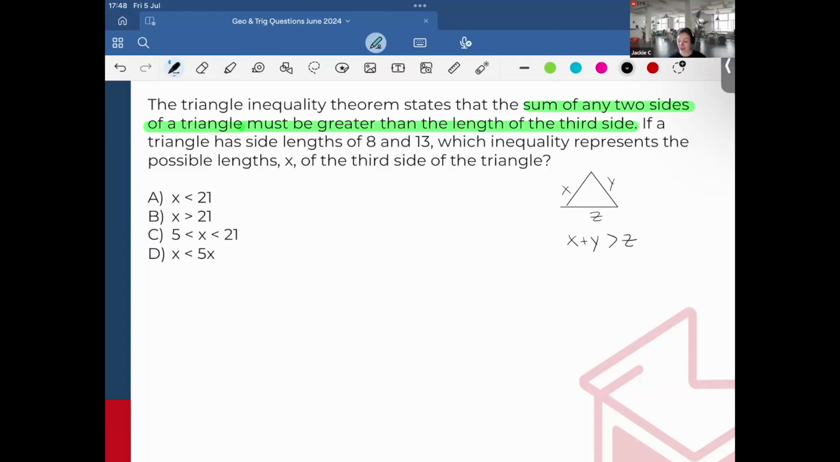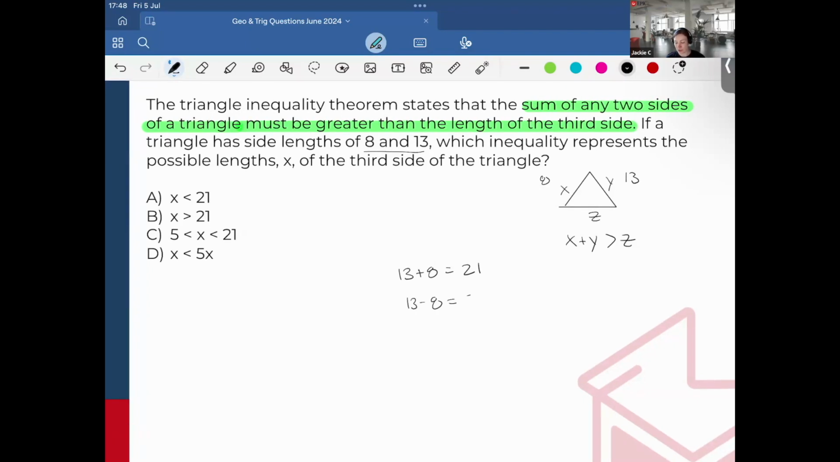So if a triangle has side lengths 8 and 13, so let's label this 8 and this 13, which inequality represents the possible lengths x of the third side of the triangle. Okay, so I can always calculate the range of the triangle inequality theorem by simply summing the two sides provided. So we'll do 13 plus 8, which is 21. So that would be my extreme end. And then I would also do 13 minus 8, which is 5. And so when I know this, then I know that angle Z, for example, would have to fall in between. It must be greater than 5, but also less than 21 for it to be a triangle.